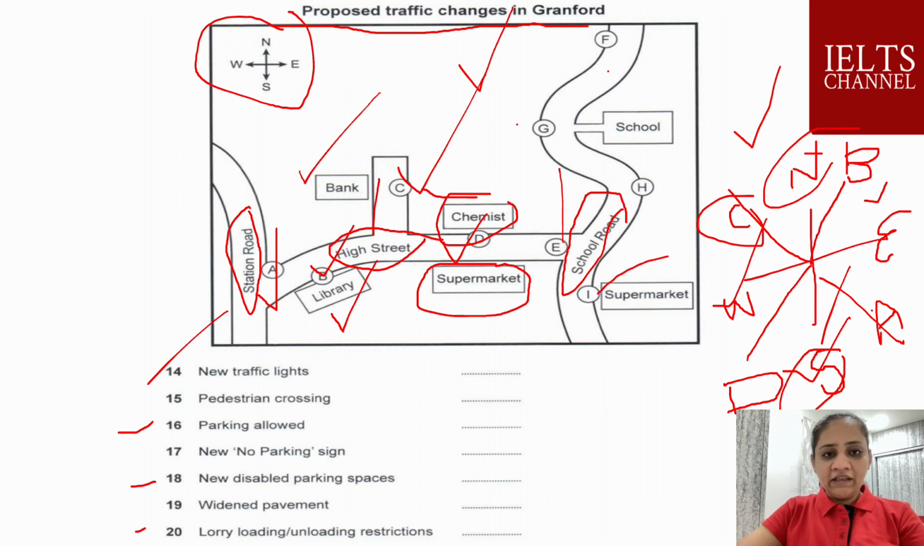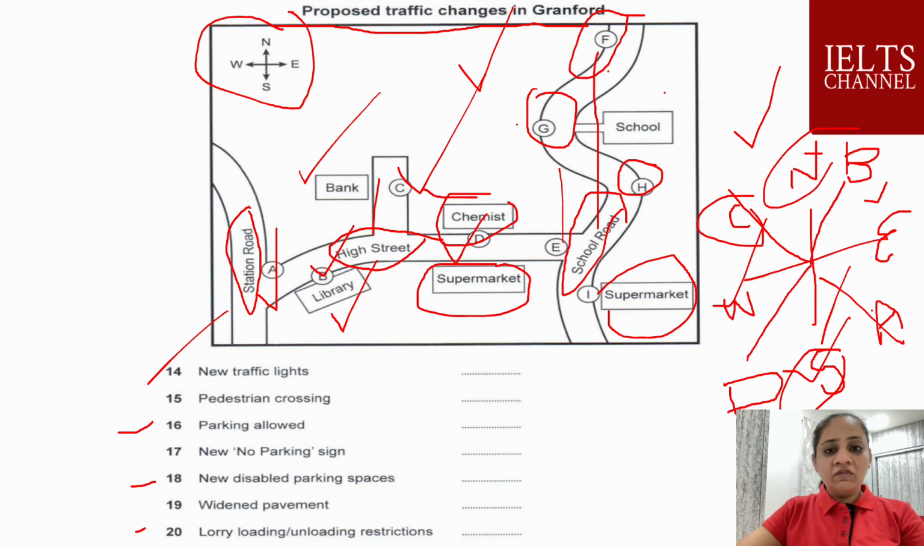I is located nearby the supermarket. H is also located nearby the school road, and G is just opposite to the school, and F is nearby G, or it is on the school road way.